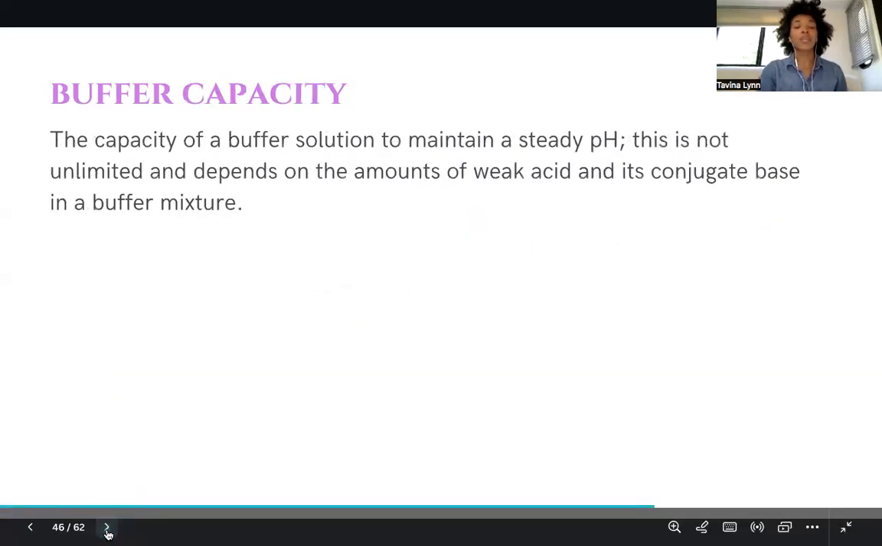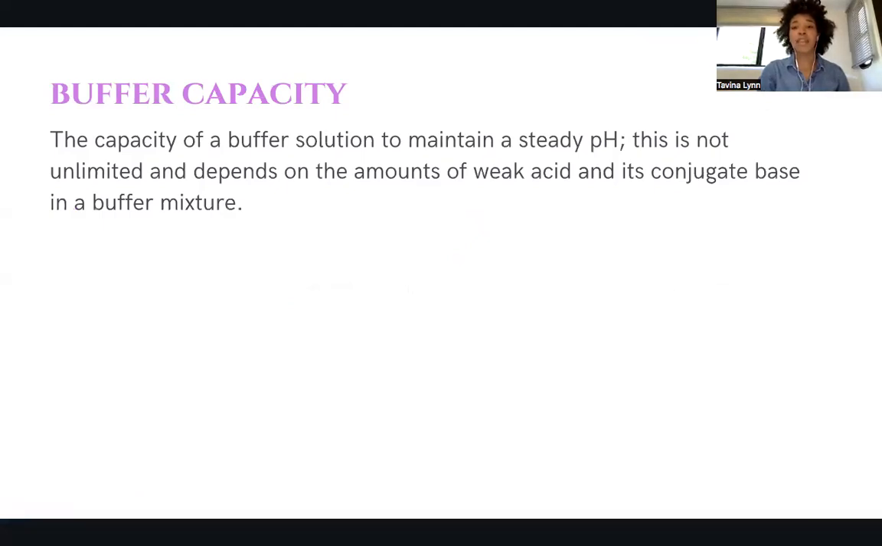So when we're looking at the resiliency of our buffer, the term that we actually use is buffer capacity, right? And this is the capacity of the buffer to maintain a steady pH. This isn't unlimited. There's a certain concentration of, let's say, a strong acid or strong base that we add where we'll see a slight change in pH, but for the most part, it'll be steady. However, we may reach a point where that buffer capacity essentially breaks.